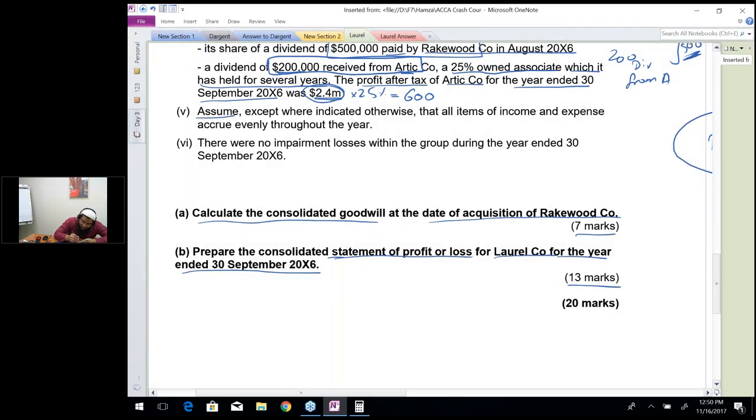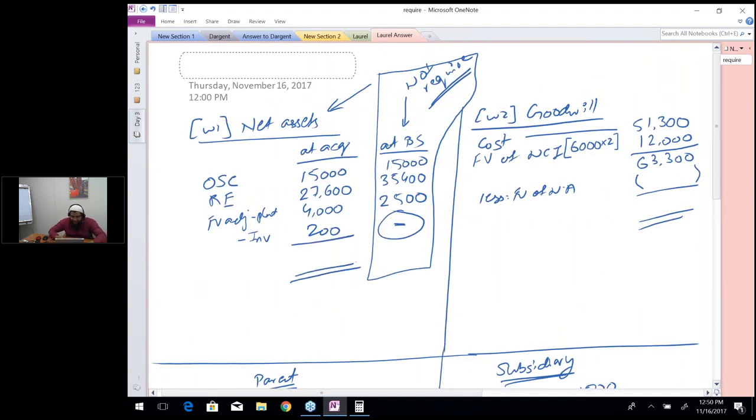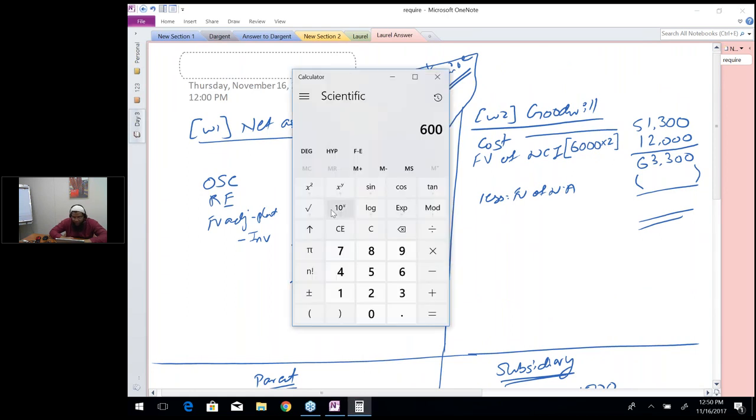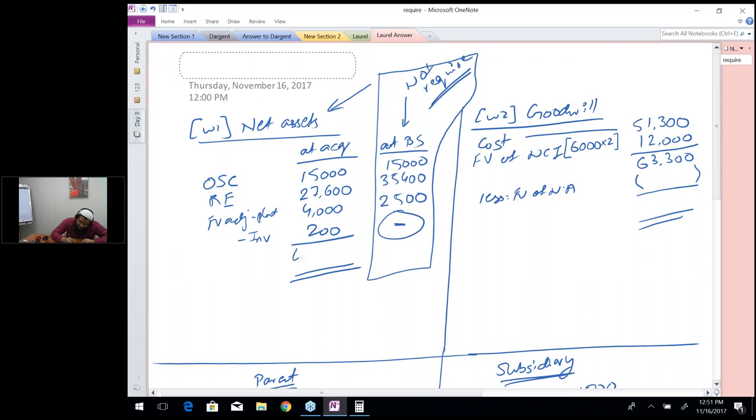So the question says that, except where indicated otherwise, all items of income and expense accrue evenly throughout the year. That's good. There was no impairment loss within the group during the year ended 30th September 26. That is great. So now we are done with all of the adjustments. If I close my working number 1, I would get the net assets at the date of acquisition, which are going to be 15,000 plus 27,600 plus 4,000 plus 200, and this is going to be 46,800.